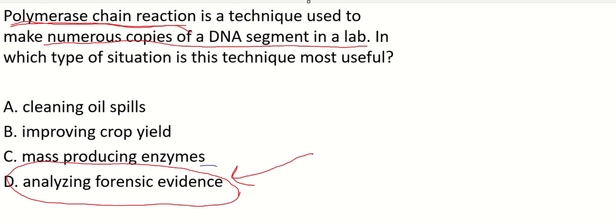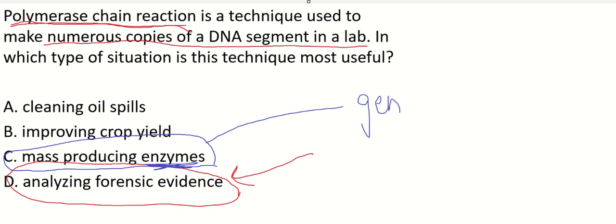Another common, a different question we'll often ask: what's used to mass produce proteins? And enzymes are proteins. All right, so you want to associate that with gene splicing. That's inserting a gene from one organism into another organism so that other organism can mass produce that protein that's desired. All right, but in this question, PCR, you want to associate with forensics.